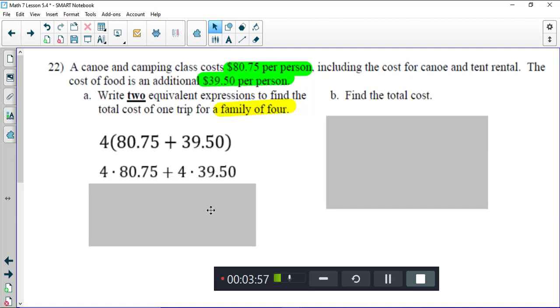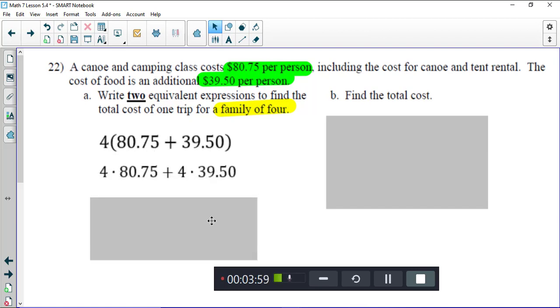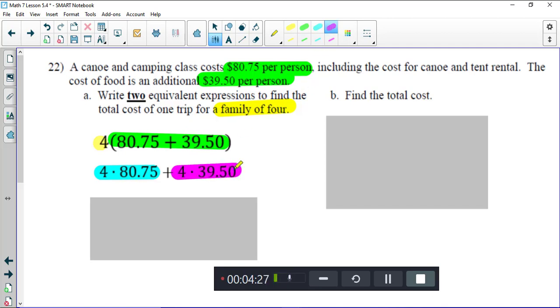So the two expressions I wrote were these. 4 outside the parentheses for the family of 4. And then in parentheses, the total cost, the $80.75 plus the $39.50 that it's going to cost for each person for those two different things. The second one, I used the distributive property, and I wrote it as 4 times $80.75. What that'll do is give us the total cost for the entire family for the canoe and camping class. And then 4 times $39.50, which gets us the total cost for food for the family of 4.